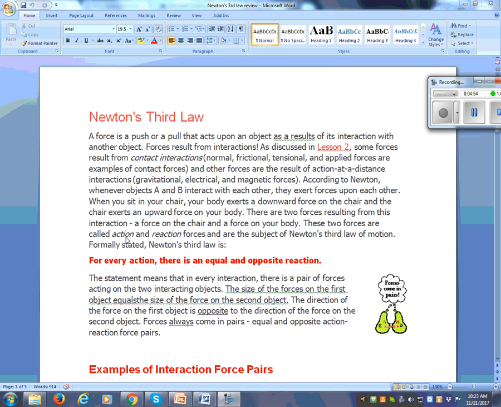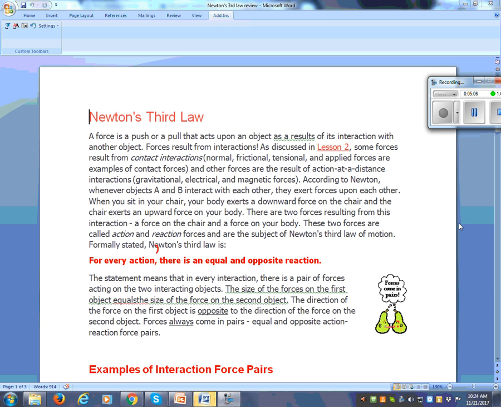These two forces are called action and reaction forces and are the subject of Newton's third law of motion. Formally stated, Newton's third law is: for every action, there is an equal and opposite reaction. And I'm going to say, for every action, can you change that? So it says, for every action force, there is an equal and opposite reaction force. And I want you to highlight equal and opposite because those are the key terms.